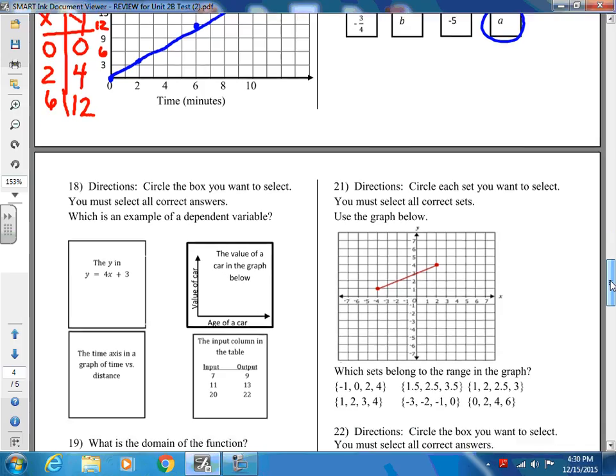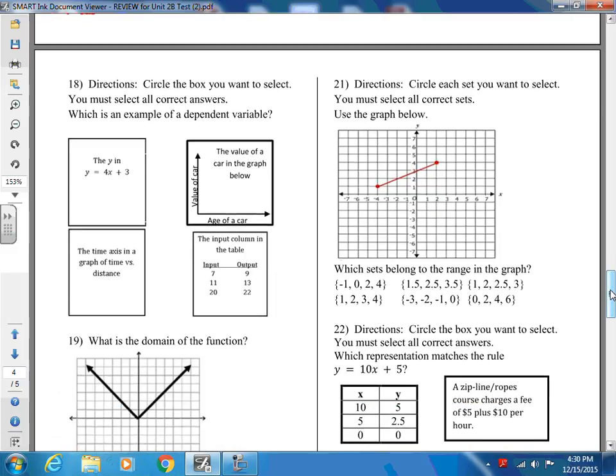For number 18, you want to circle all the correct answers. We want to show which is an example of a dependent variable. Dependent variable, remember, goes with your y values, your output, and your range. All three of those are synonyms for a dependent variable, right? So when we're looking at the first box, the y in y equals 4x plus 3, yes, that is an example of the dependent variable, the y value is.